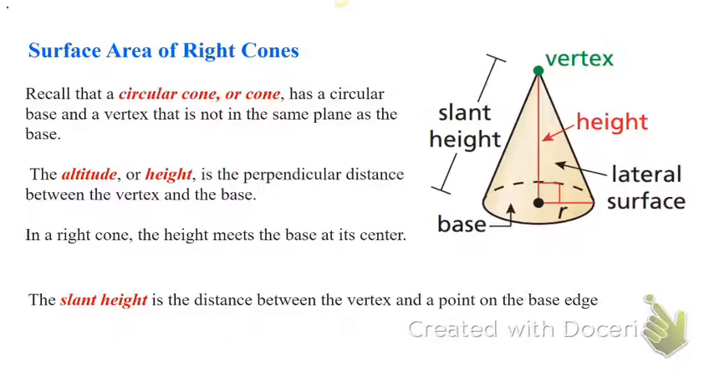The first thing we're going to learn about is calculating the surface area of certain types of cones, namely right cones. It's a right cone if its height is perpendicular to the base right at the center of the bottom circle.